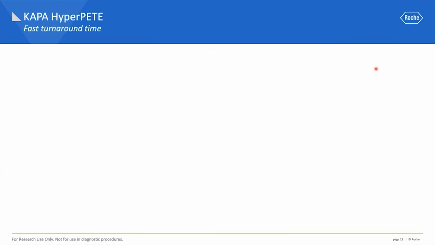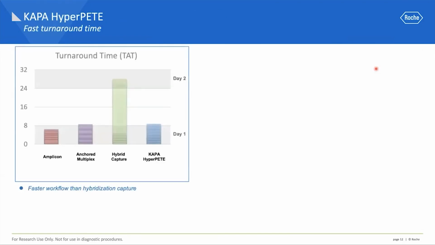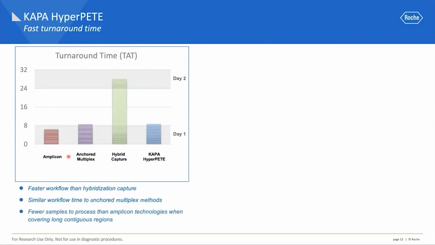Now, as John mentioned, the KAPA HyperPETE technology is meant for a fast turnaround time. In this graph on the left, you can see turnaround time in hours for KAPA HyperPETE compared to hybrid capture and other amplicon methods. Right off the bat, given that hybrid capture methods typically use an overnight hybridization workflow, you can see that the KAPA HyperPETE technology is way faster. Compared to the other technologies here, like the anchored multiplexed, we have a very similar workflow time. One of the benefits of KAPA HyperPETE compared to typical amplicon methods is that you can process fewer samples than these amplicon technologies when trying to cover long contiguous regions.